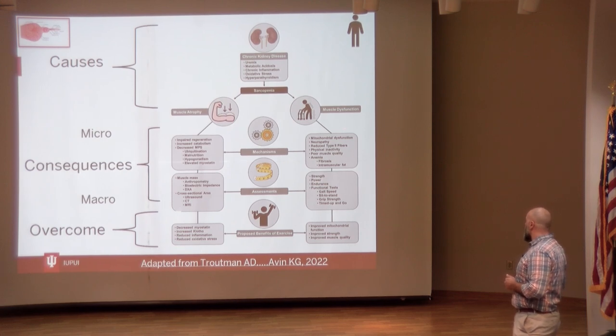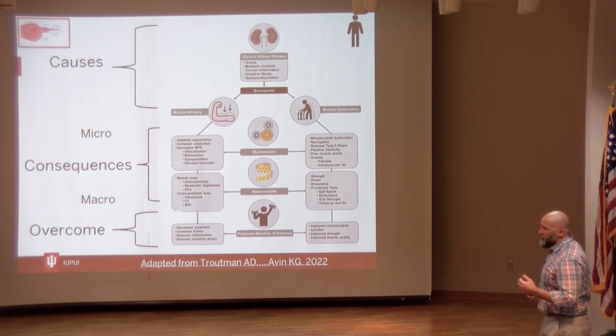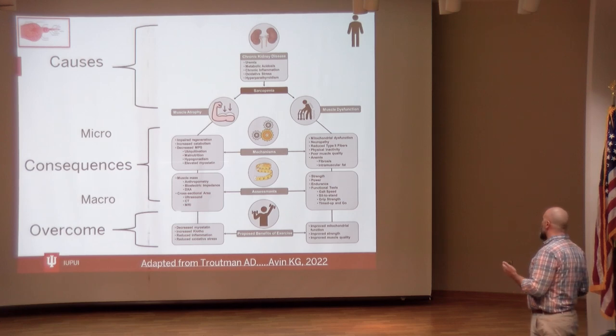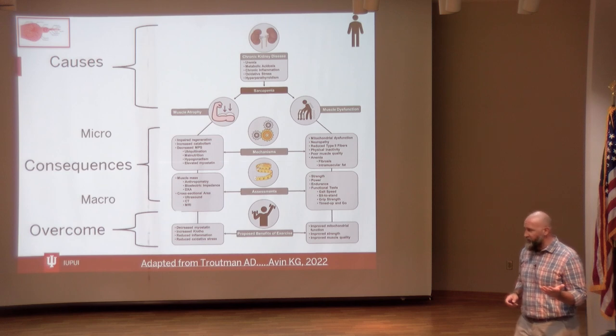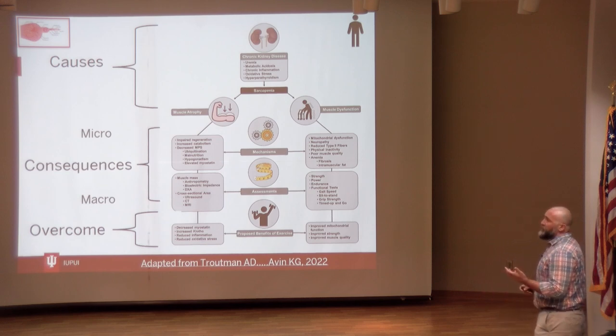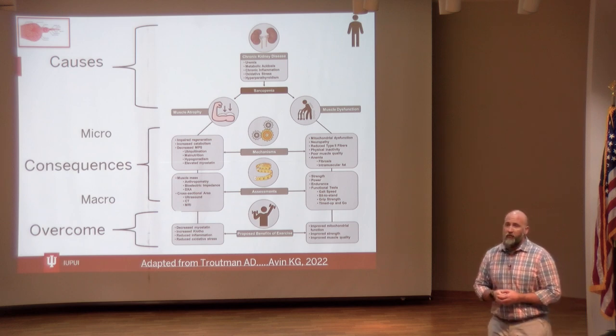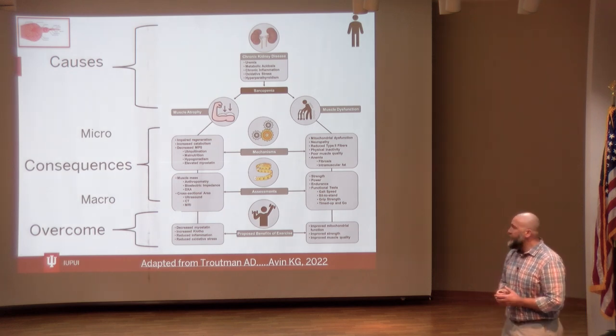So when you look at some of the causes for muscle dysfunction, mitochondria are affected. You may have reduced fiber type. Some studies have shown there's a specific reduction in type 2 fibers versus type 1. The muscle quality may be more fibrous, may have more fibrosis in there, so a lower quality.